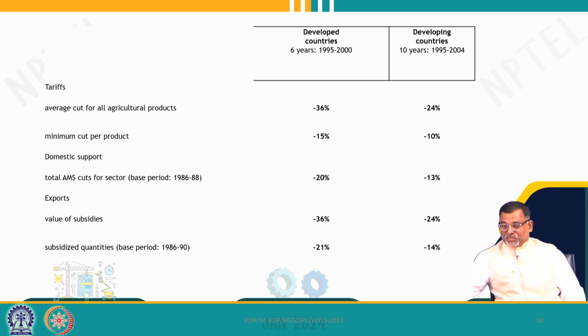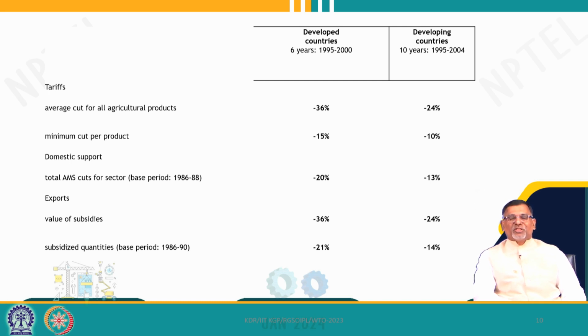Then all export subsidies. We already said that export subsidies are considered to be one of the trade distorting measures, and the developed countries were asked to reduce by 36% and developing countries were asked to reduce by 24%. Then subsidized quantities by 21% by the developed countries and 14% by developing countries. So, all these obligations are implemented by 164 member countries.